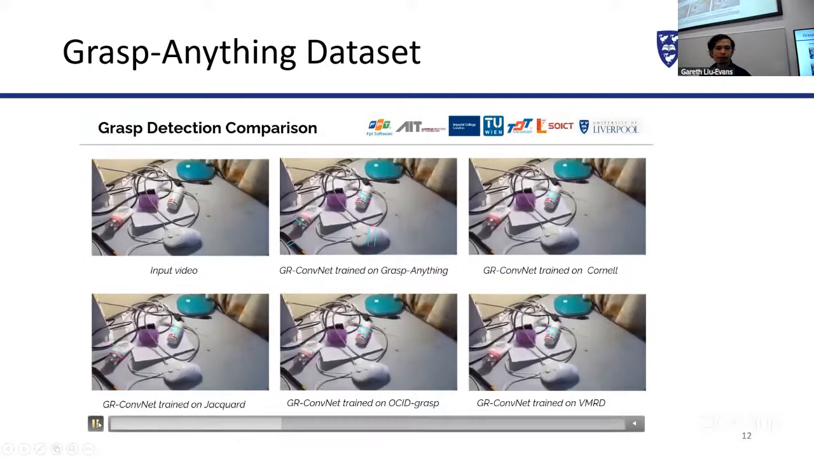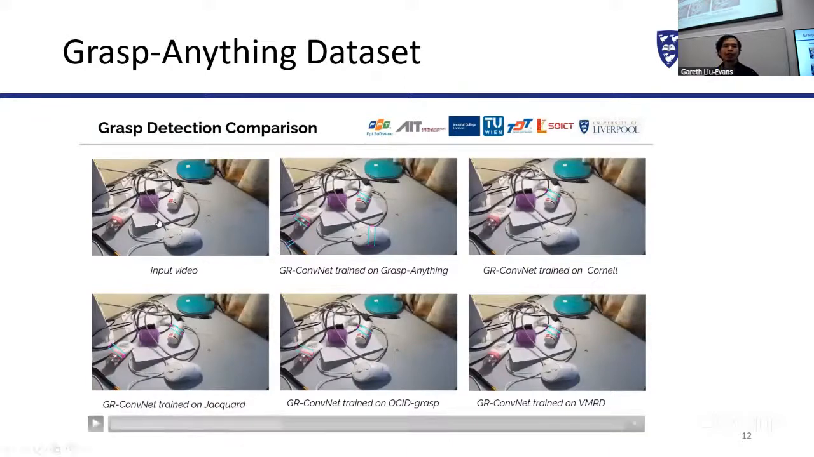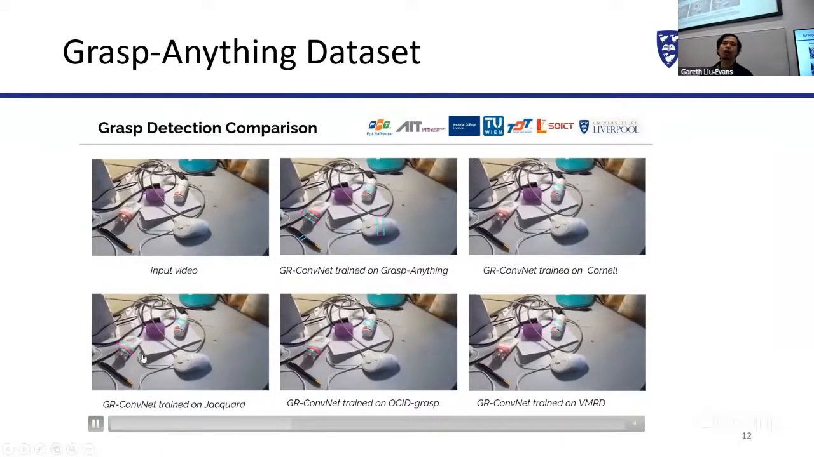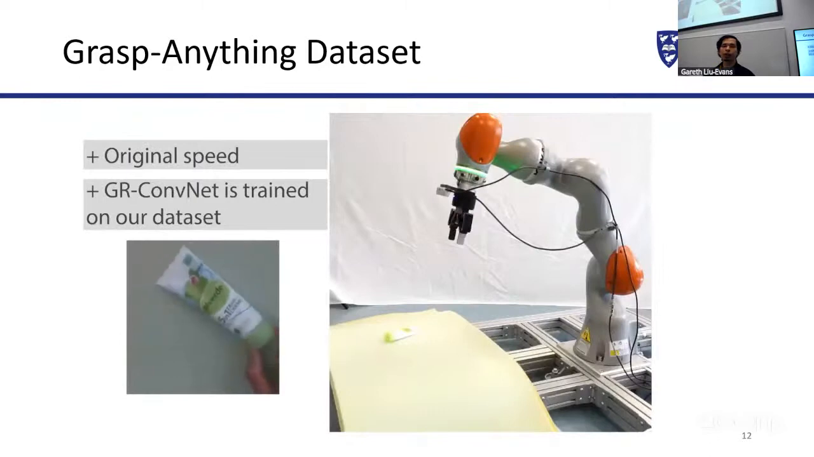So here we show one interesting experiment. You can imagine that this is the real video that we captured from our team. So actually this is the real video. It's not fake images. So we train a method called GR-ConvNet on our data set called Grasp-Anything, and we also train that method on other data sets as well. In this video, you can see that the method trained on our data set can generalize very well to all the real data as well.